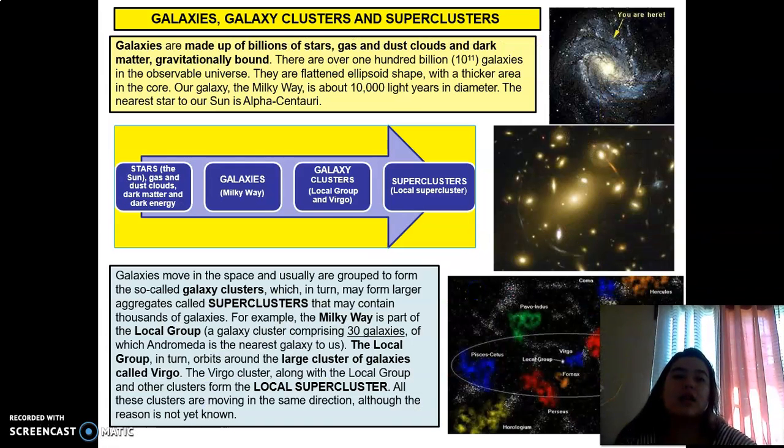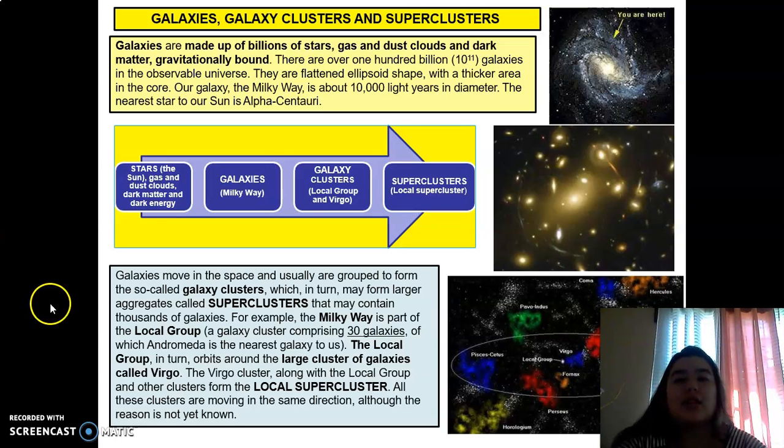Galaxy, galaxy cluster, and supercluster. Galaxies are made up of billions of stars, gas and dust clouds, and dark matter gravitationally bound. There are over 100 million galaxies in the observable universe. They are planet ellipsoid shaped, with a bright area in the core.